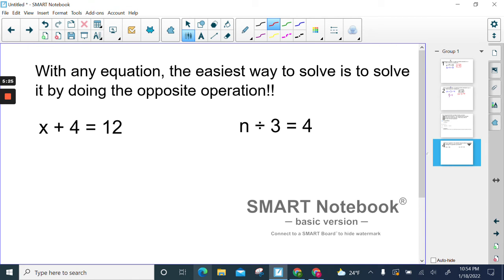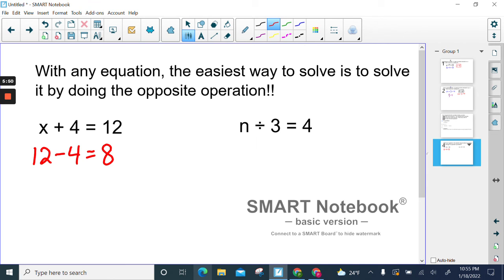Looking back at our problems before, we had this one, x plus 4 equals 12. Well, very simply, by doing the opposite of what I saw there, I can actually get this answer very quickly. I can take my answer, which was 12 in my equation, equals 12. And by doing the opposite of subtracting 4, we get to 8 very simply.